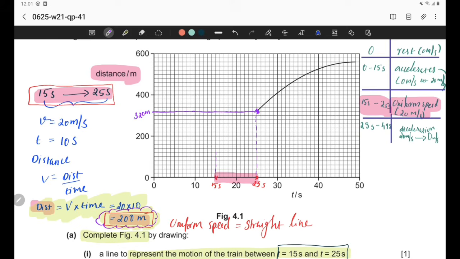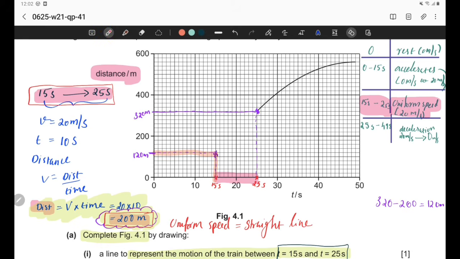So the initial position must be 200 meter behind. That means 320 minus 200. So we will get 120 meter. So the train was at 120 meter at 15 seconds. So on the y-axis again we can find where is 120 meters. So we will get this is the point where the distance represents 120. So this must be the point where you can see the distance of the train is 120 meter where the time is 15 seconds. So this is the initial point.